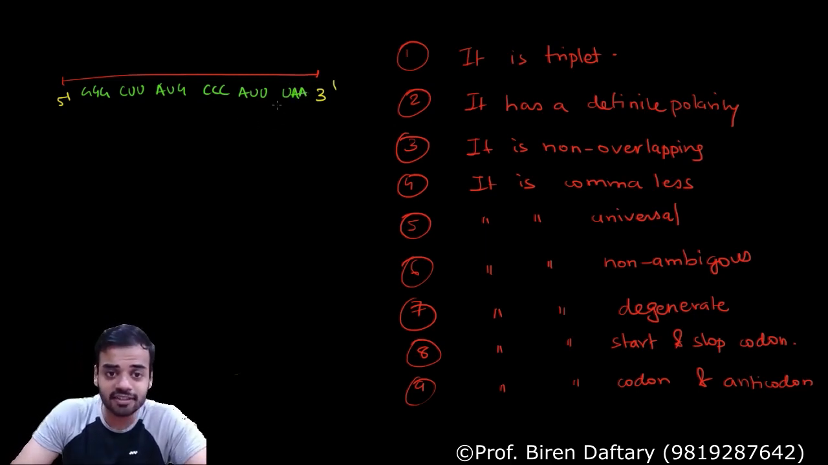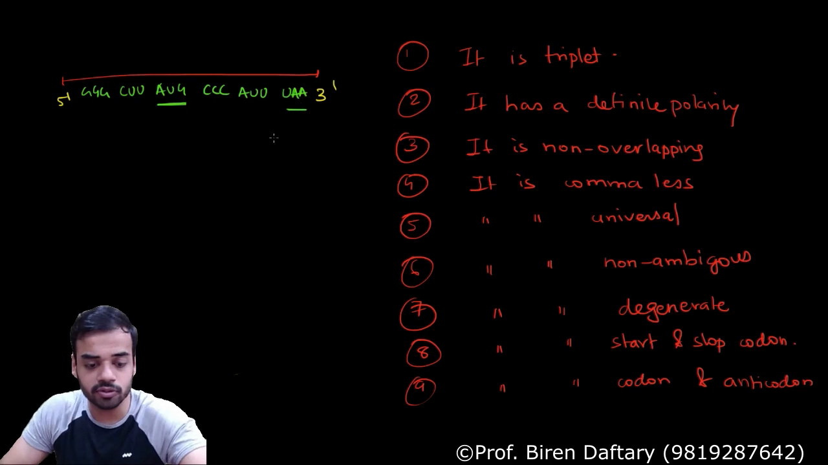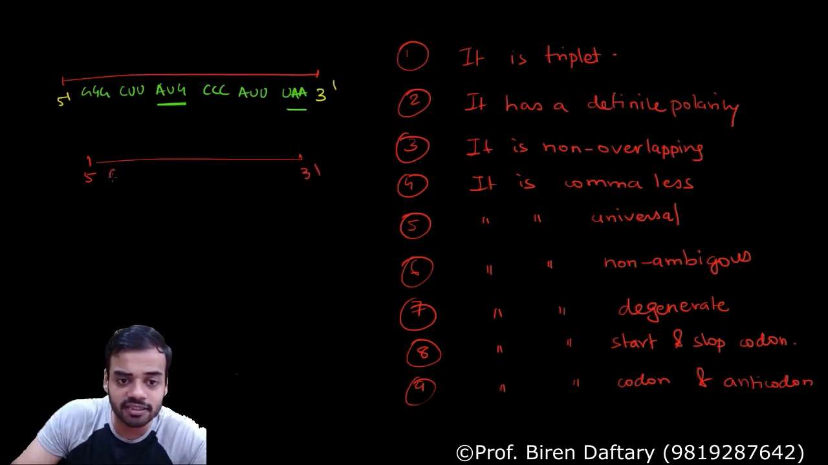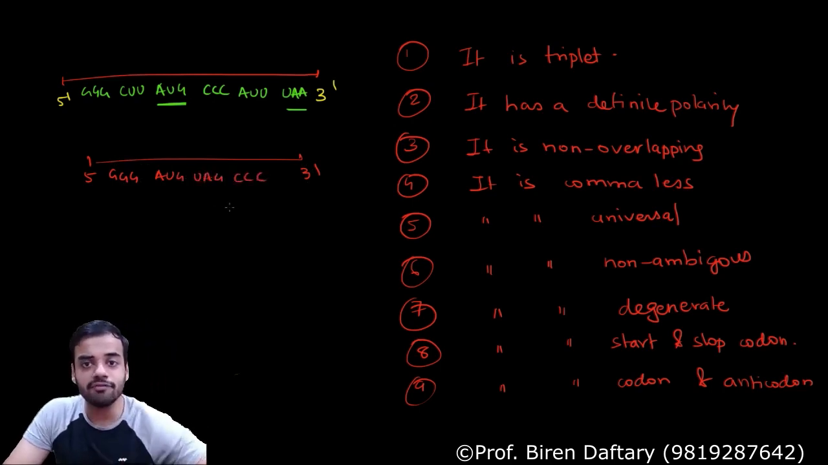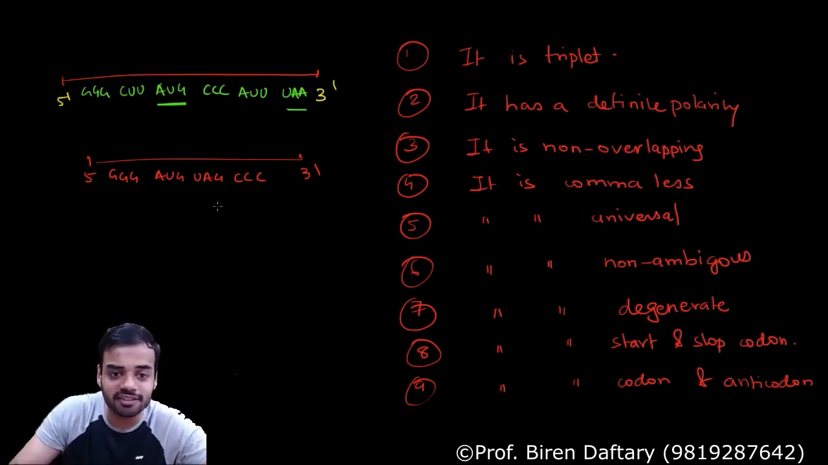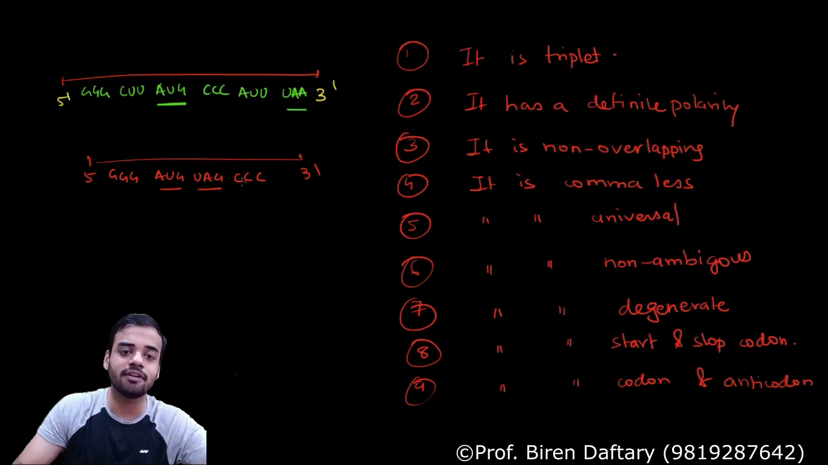But when will translation start? Translation will only start when there is a start codon, and it will end only when there is a stop codon. So suppose I draw an mRNA like this, 5', 3', and I write GGG over here, AUG over here, UAG over here, CCC over here. Will any amino acids be forming the polypeptide chain? No. Why? Because translation will start over here and end over here. There are no codons in between. This codon is of no use because it is before the start and this is after the stop.